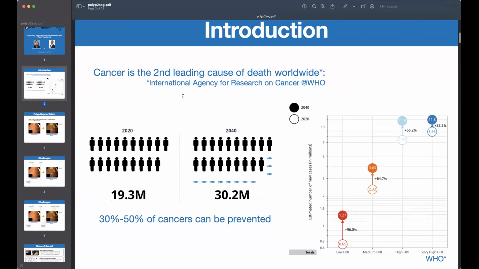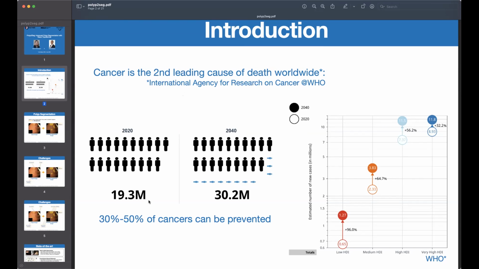Our work focuses on cancer analysis. Cancer is the second leading cause of death worldwide, according to the World Health Organization. And actually, polyp or colorectal cancer is the third cause of death in men and the second cause of death in women. The amount of cancer patients is expected to almost be doubled in the next 20 years. One important thing is that if cancer is early detected, about 30 to 50% of the cases can be prevented.